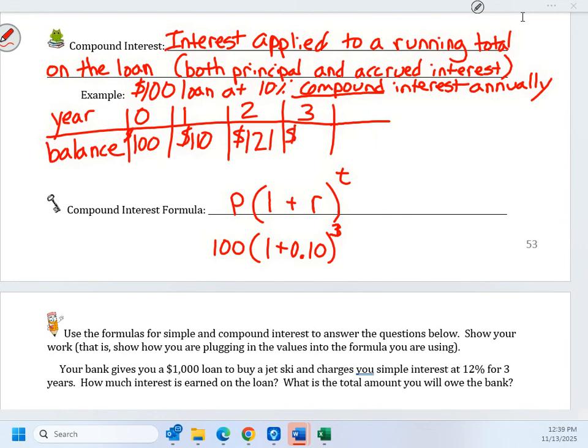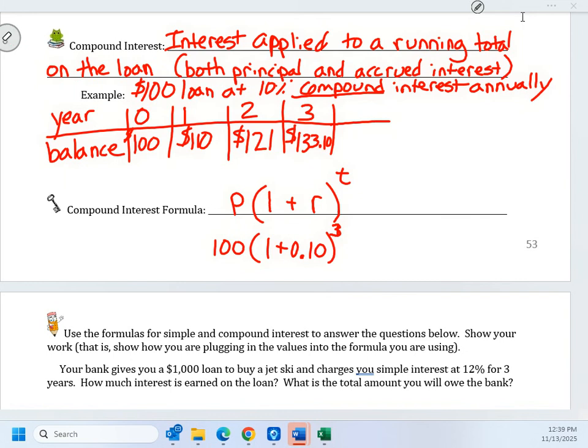Nope. Ellie? 330. Nope. Finley? 133.1. Those decimals matter. I know you don't have your calculator with you right now, but just know you can't just make a guess when we're doing the work. Okay? So it matters.